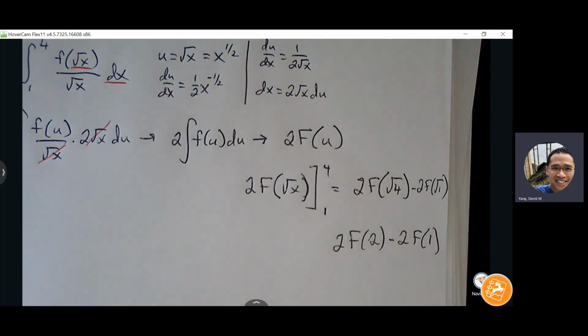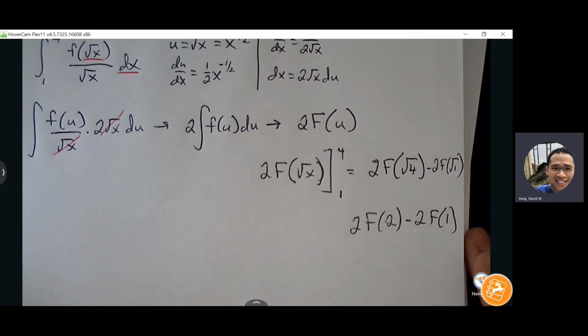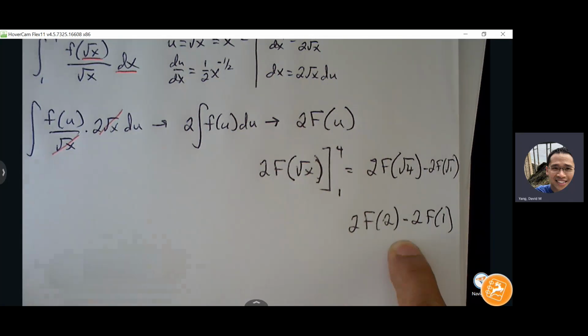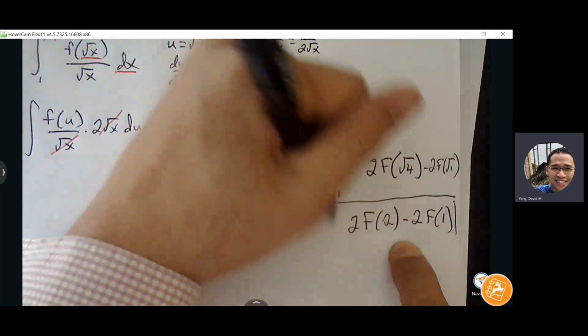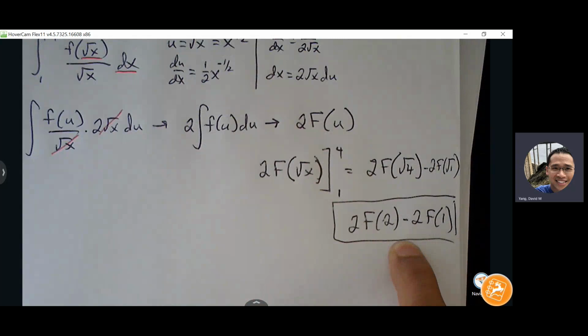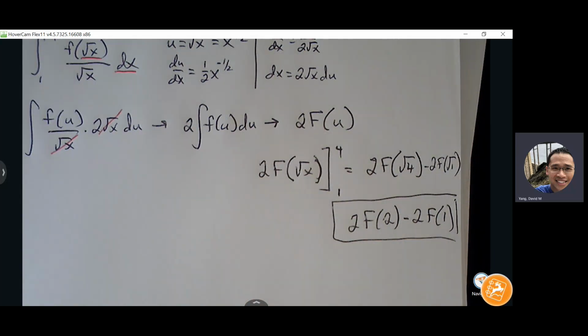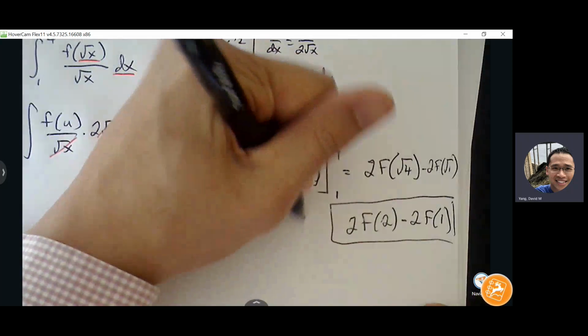Now, if we had a function f of x that we could pull values from, we would do that. But in this case, we only need to go as far as the multiple choice asks us to go. So 2F of 2 minus 2F of 1 is enough for us to match with the answer choice. So answer choice A.